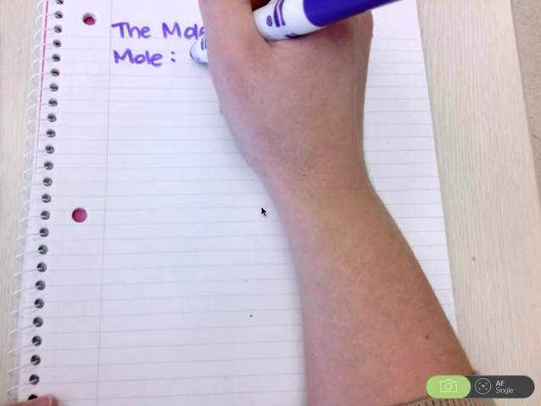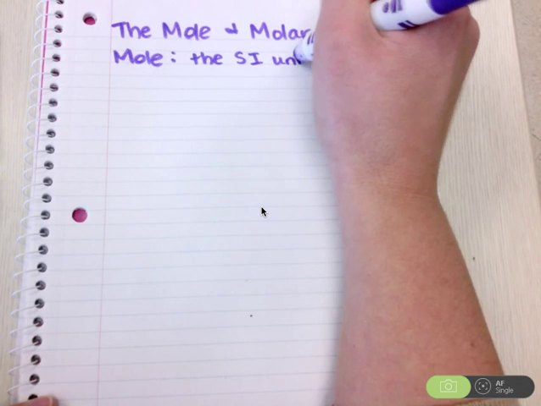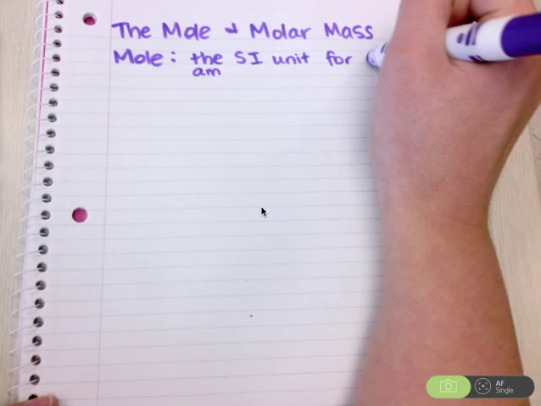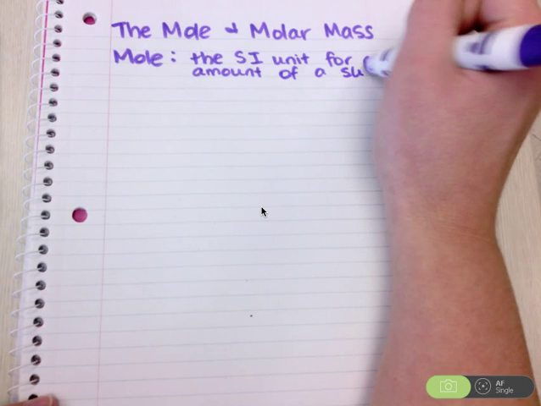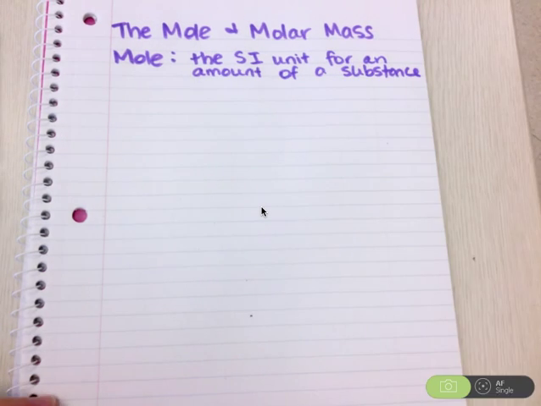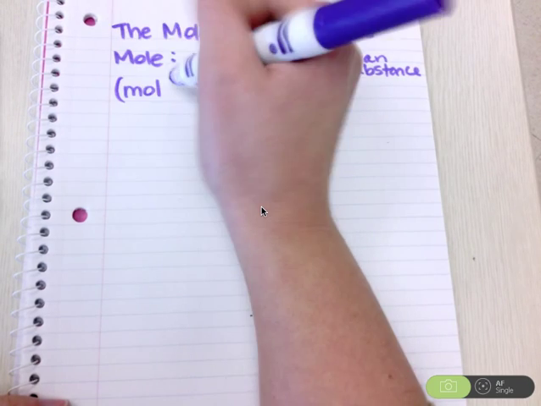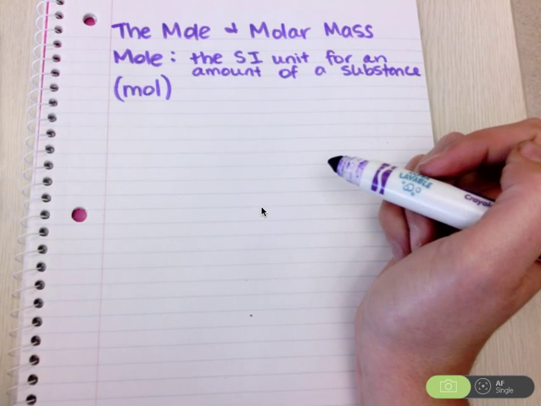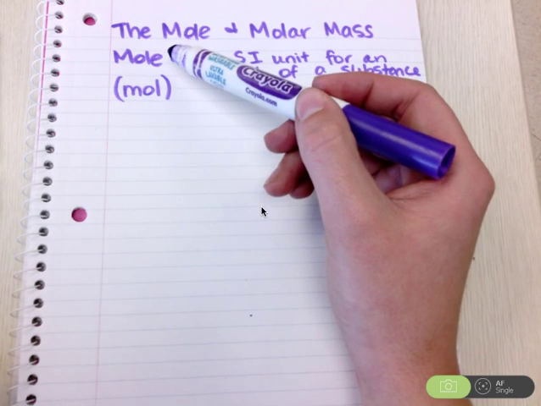Mole is just the SI unit for an amount of a substance. How much do I have? Mole can be abbreviated MOL, but remember M is already taken with mass, so you have to abbreviate it MOL, or you could just spell the whole thing out with MOLE. I know it seems silly.